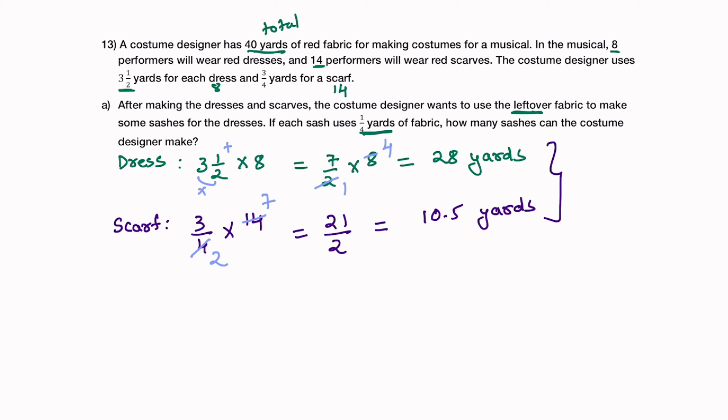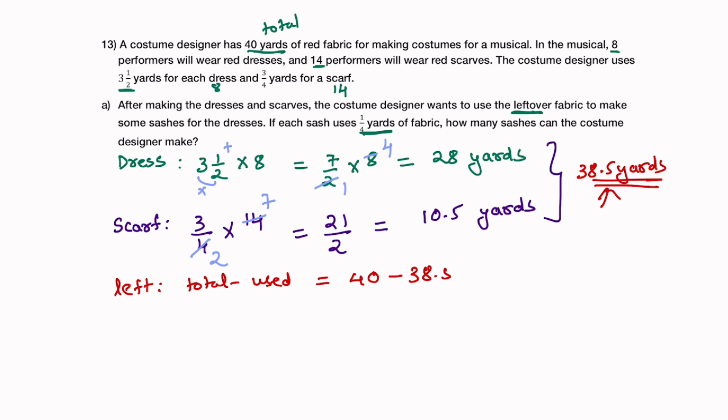So now we have what's used for dresses and what's used for scarf. What is the total for this? 28 plus 10.5. That's 38.5 yards already used, right? So how much is left? That's total minus what's used. So the total was 40. Used is 38.5, which means 1.5 yards is left, right? 40 minus 38.5 is 1.5. So 1.5 yards is left.